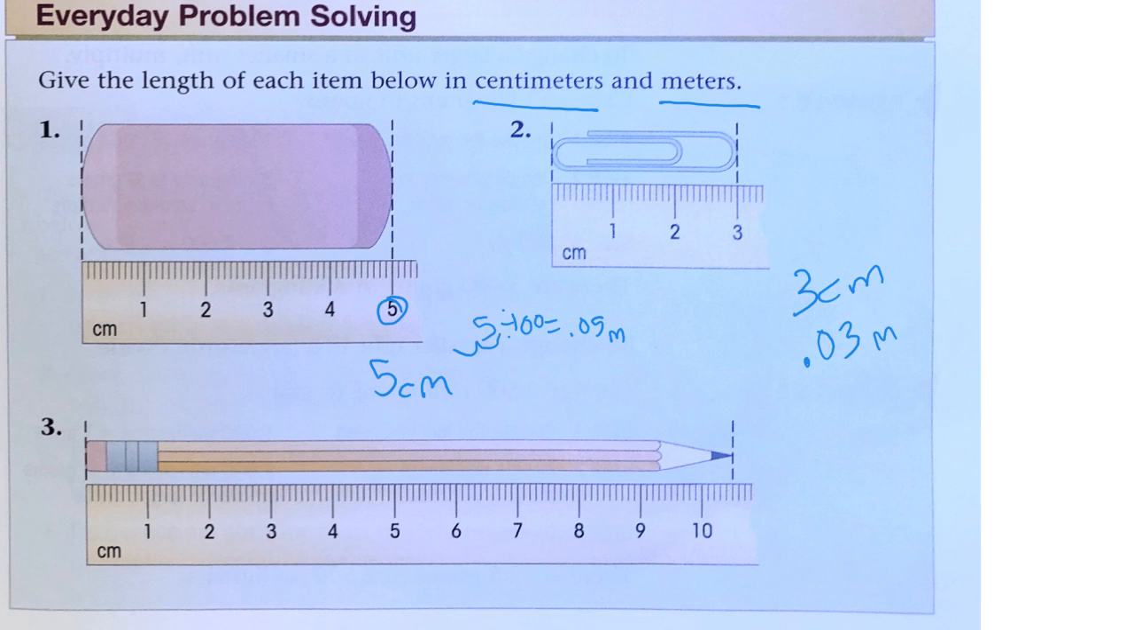Now we have the pencil at the bottom, which is 10 with a little bit more. So we can count the tick marks. We got 1, 2, 3, 4, 5. So the pencil is 10.5 centimeters. To change that to a meter, we move the decimal 2 times to the left. So that would be 0.105, 105 thousandths of a meter.